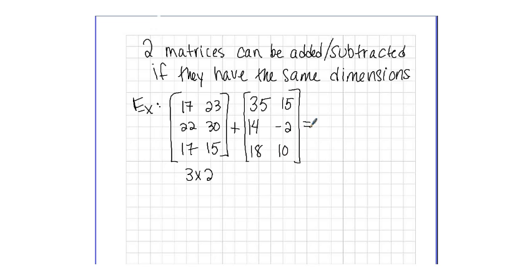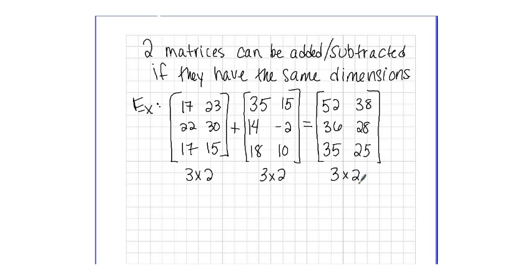So all you do, it's pretty common sense, you just add all of the elements that are in corresponding locations. So to get our first element in our first row, we would add 17 and 35 together, and we would get 52. 23 and 15 is going to give us 38. I forgot to write that this is also a 3 by 2 matrix. 14 and 22 is 36. 30 plus negative 2 is 28. 17 and 18 gives me 35. And 15 and 10 gives me 25. And if we look at that, our resulting addition matrix also is a 3 by 2. So when you add or subtract matrices, the dimensions are going to stay the same in the answer.